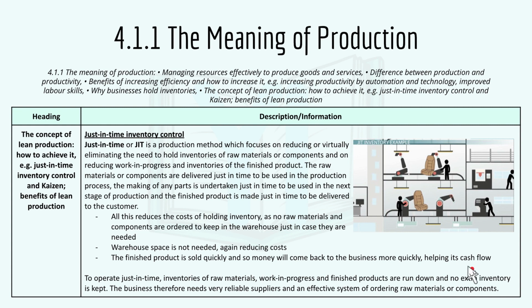And to operate just in time, inventories of raw materials, work in progress, and the finished products are run down, and no extra inventory is kept. The business therefore needs very reliable suppliers and a very effective system of ordering raw materials or components in order to receive them in the quickest time possible.